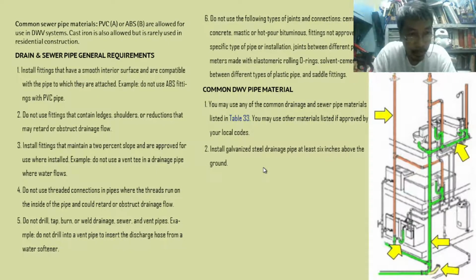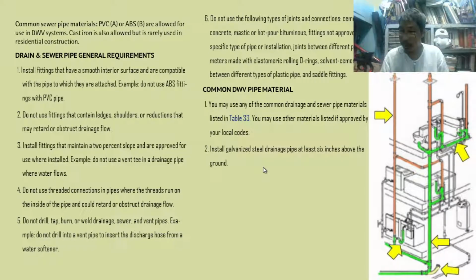Okay. Number 3, install fittings that maintain a 2% slope and are approved for use where installed. Example, do not use a vent T in a drainage pipe where water flows. So that is for proper flowing of water, and flowing of water means flowing of waste with soil, with solid particles. Okay. Number 4, do not use threaded connections in pipes where the threads run on the inside of the pipe and could retard or obstruct.